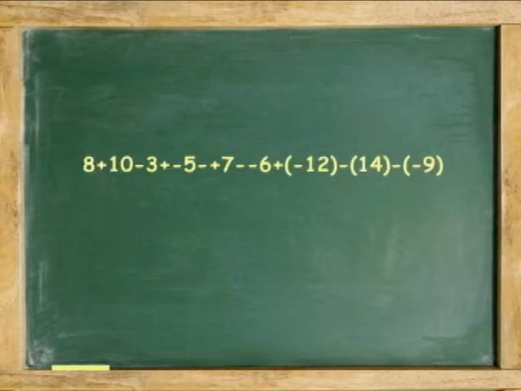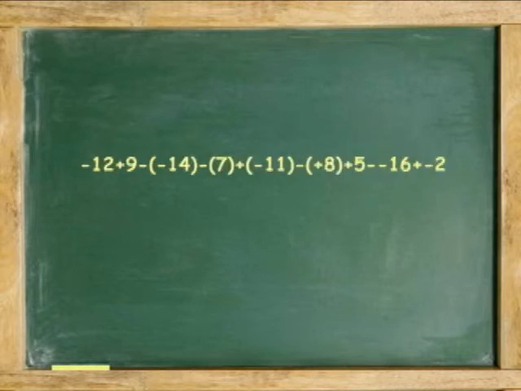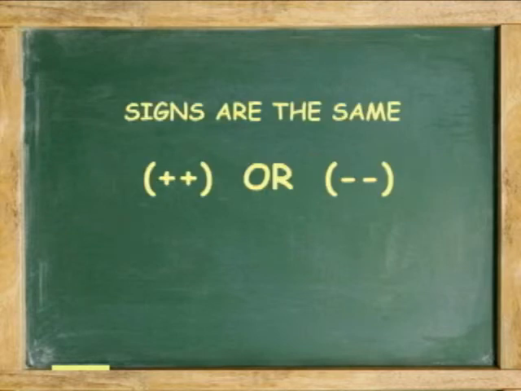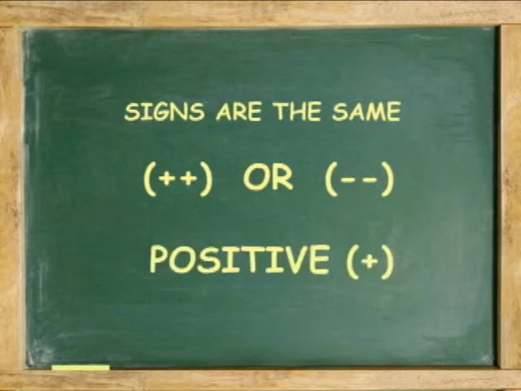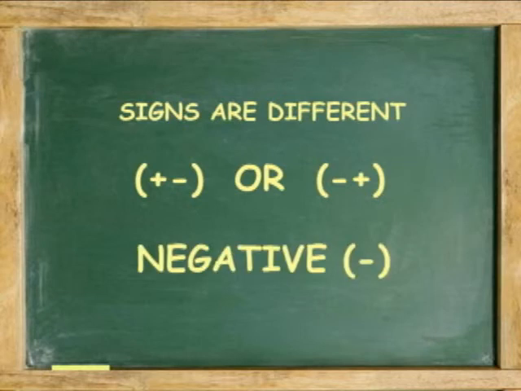By now we realize that having two signs together is confusing. Therefore, we'll take a shortcut by converting all double signs into one. Using the following example, we remove double signs and all parentheses, leaving only numbers and one sign between numbers, using the following rules. If the signs are the same, turn both signs into one positive sign. If the signs are different, turn both signs into one negative sign.